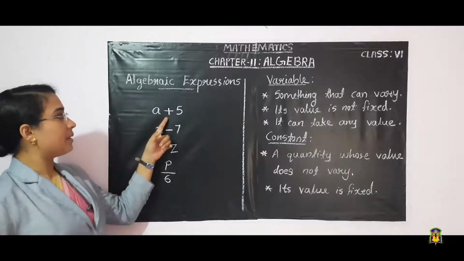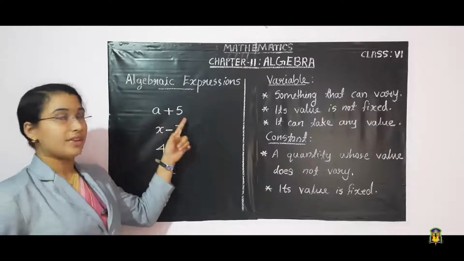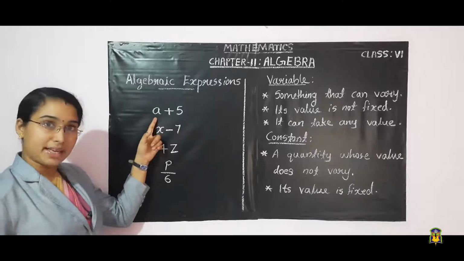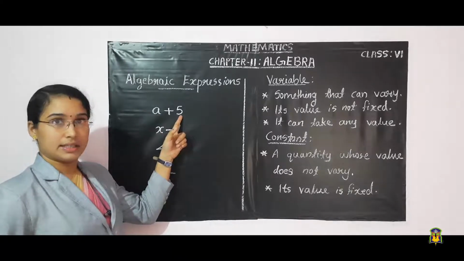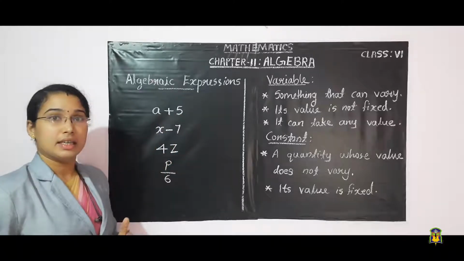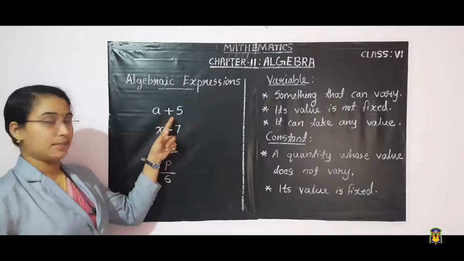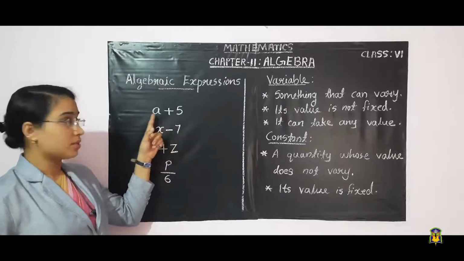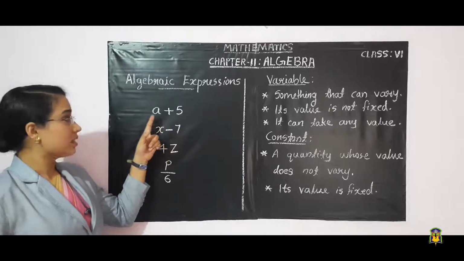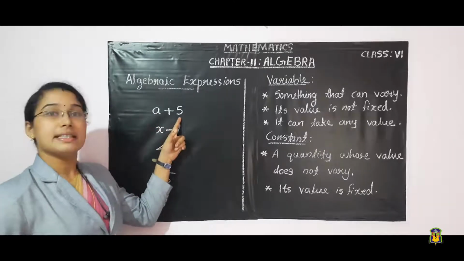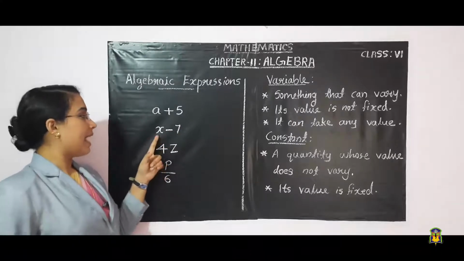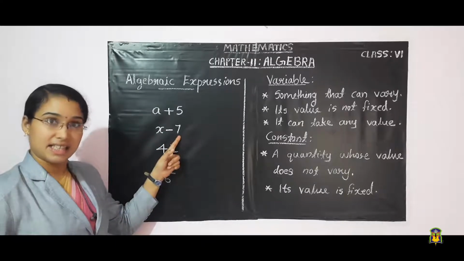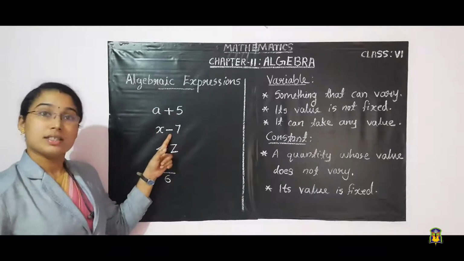First one, a plus 5. A plus 5 is one of the algebraic expressions, and in this expression a is the variable and 5 is the constant. Then which operator are we using here? The mathematical operation is addition, because here you can see in between a and 5 we used a plus sign. So here the operation is addition. So the variable is a and the constant is 5. Then second example, x minus 7. So the variable is x and the constant is 7 and the operation is subtraction.